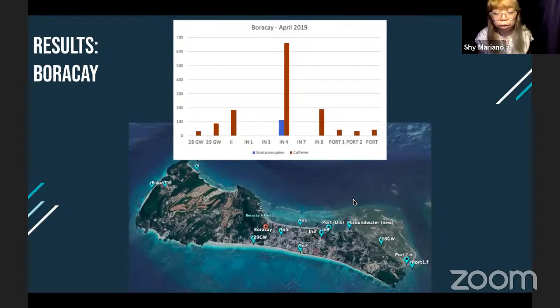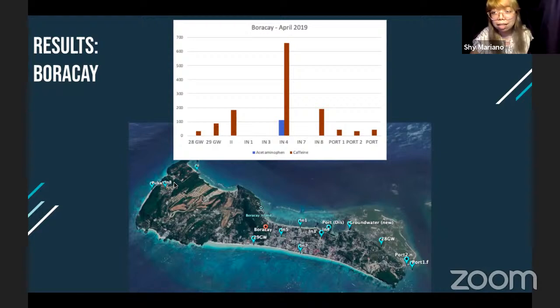This was already a period when it was open to tourists. At the Inland 4 site, comparable to the previous sampling period, we have higher concentrations of caffeine. Again, Inland 4 is the drainage discharge site. So it just reflects that there are more people discharging caffeine into the drains. Acetaminophen was also detected.